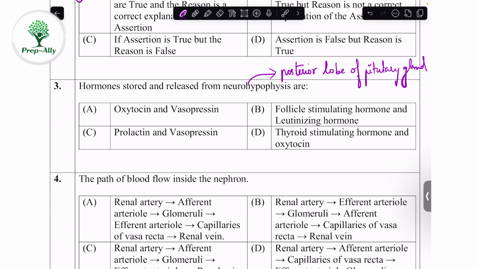The pituitary gland is present in the hypothalamus region and has two lobes, posterior and anterior. The posterior lobe is nothing but the neurohypophysis. They're asking which hormones are stored and released from the posterior lobe. In that case, it will be oxytocin and vasopressin. What is oxytocin? Oxytocin is released during uterine contraction during pregnancy, that is delivery, labor.